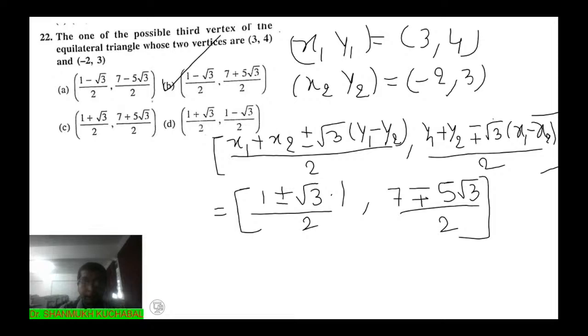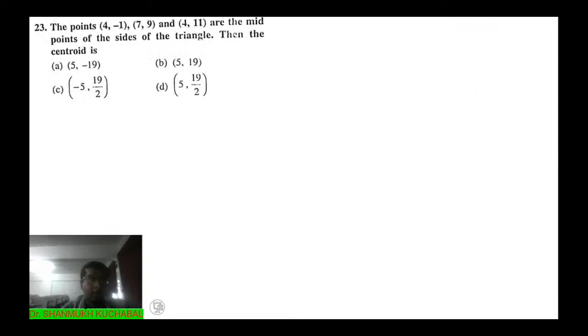Here it is a minus and here it is a plus. Here it is minus, here it is a plus. So B is the right answer. Okay, next example.